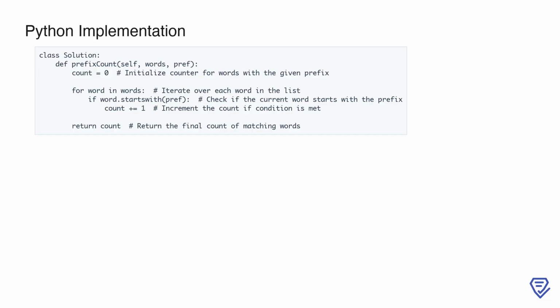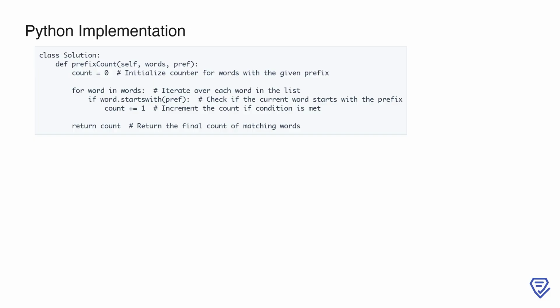Next, the function iterates over each word in the words list using a for loop. For each word, the method startswith is used to check if the word begins with the prefix pref. The startswith method is efficient and checks this condition in O(len(pref)) time for each word. If the condition is true, the count variable is incremented by 1. After iterating through all the words, the function returns the value of count, which represents the total number of words that start with the given prefix.